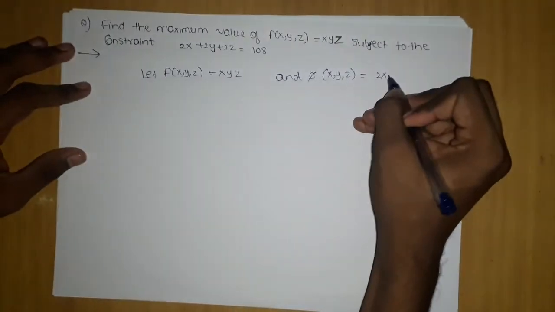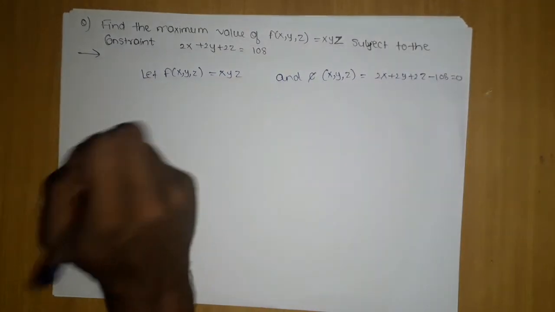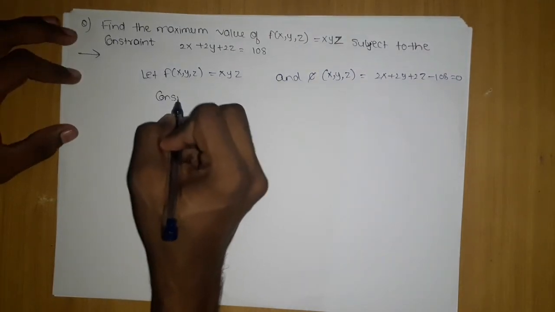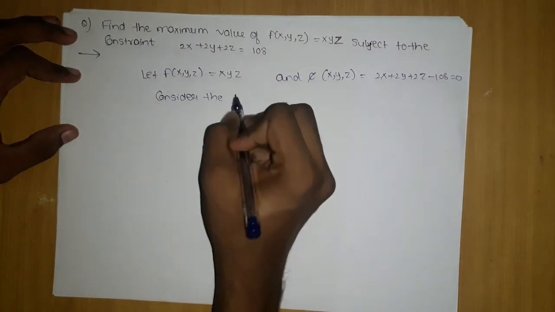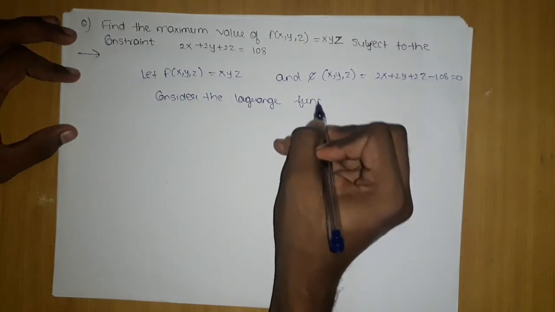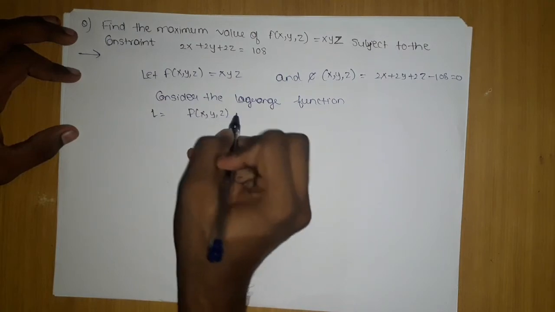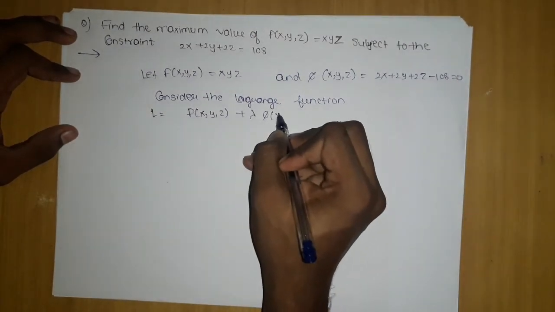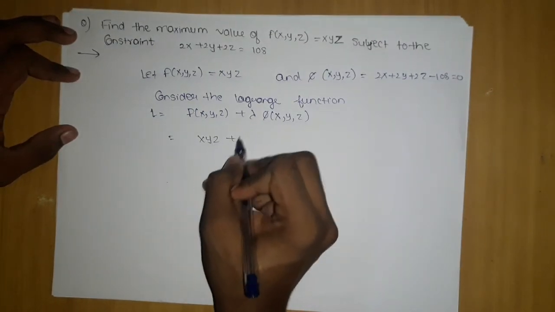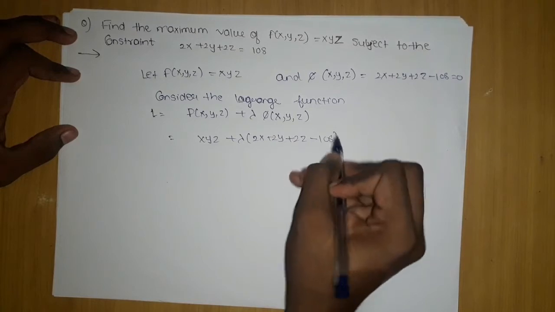They have given the constraint straightforwardly, 2z minus 108 equals 0. Since they have mentioned the constraint, we can directly make it out. There is no issue in this. Consider the Lagrange function. If I consider the Lagrange function, L equals f of x, y, z plus lambda times phi of x, y, z, what we are going to have is xyz plus lambda times (2x plus 2y plus 2z minus 108), which is equation 1.